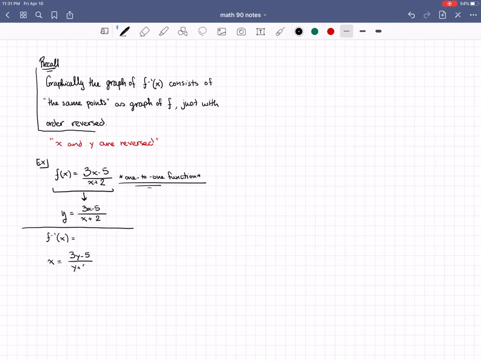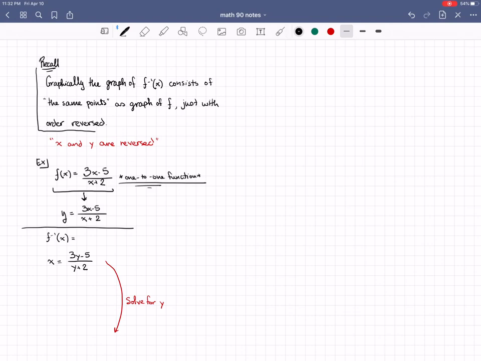So the exact same relationship holds, but x and y are reversed. What we're going to do in the next few steps is solve this for y, and that's going to allow us to fill in this blank. What is f inverse of x? Okay, here we go. We're going to do this much the same way that we did the previous example.